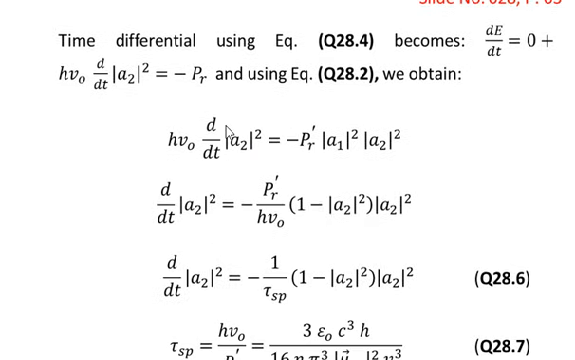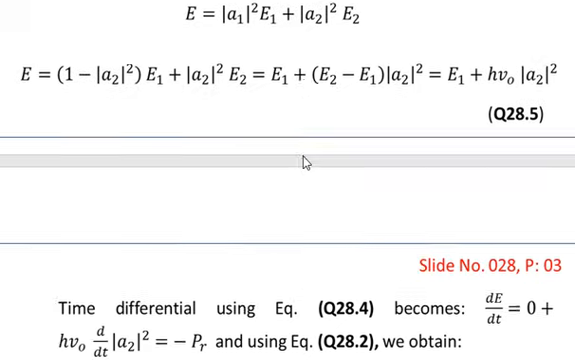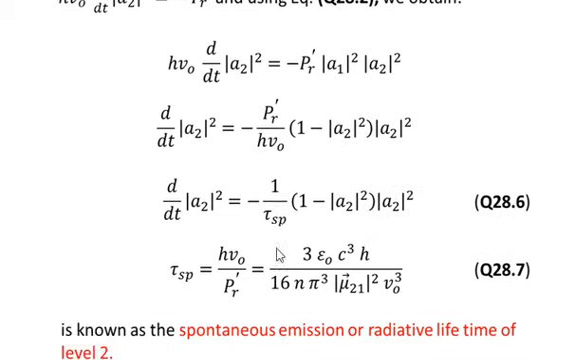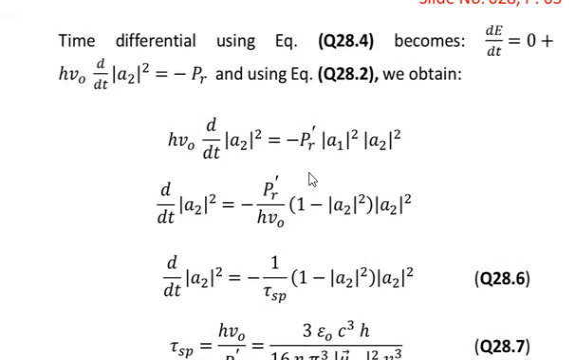So we have h nu naught into the time derivative of |A2|^2 is equal to minus PR prime into |A1|^2 into |A2|^2. The expression of PR in terms of PR prime has been taken from equation number 28.2. Okay, so again I am replacing |A1|^2 by 1 minus |A2|^2, and then rearranging the terms, I have the time derivative of |A2|^2 is equal to minus 1 over tau sp, and within the bracket I have (1 minus |A2|^2) into |A2|^2.